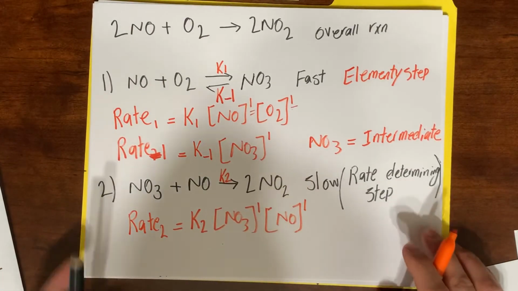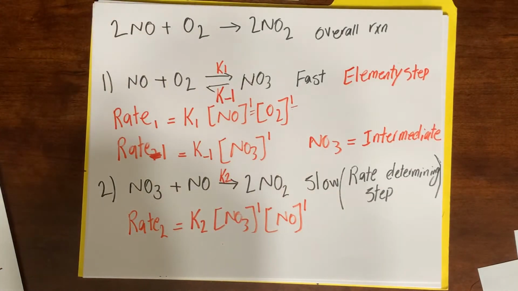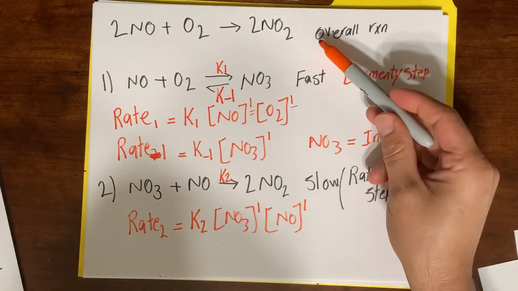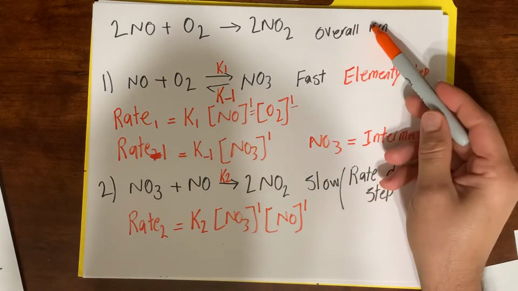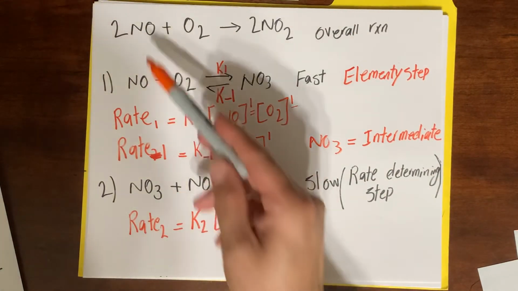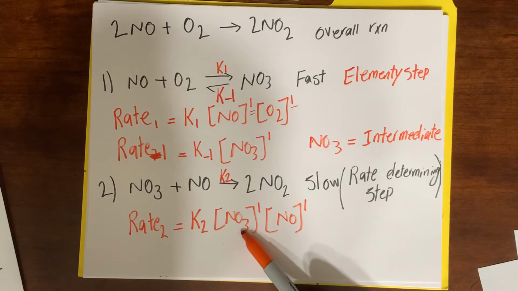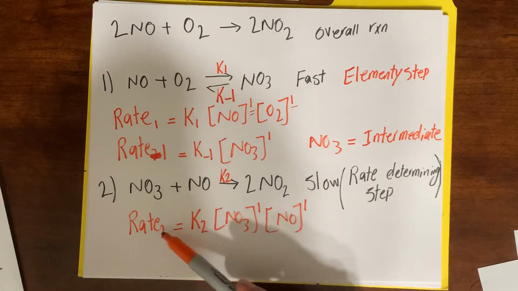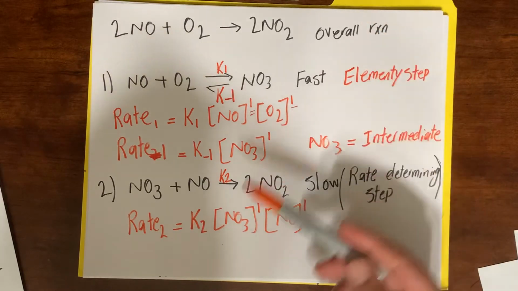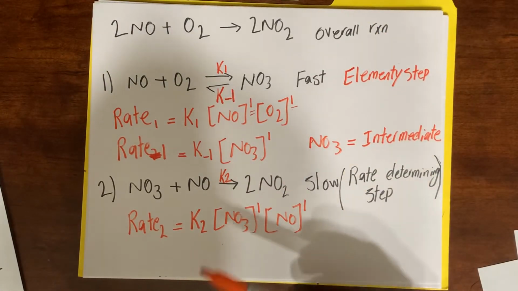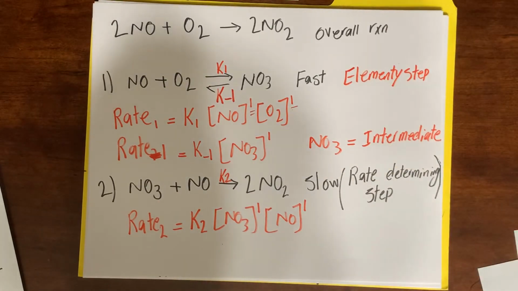Okay. Check this. We said because this is the slowest step, it will determine the rate law of the overall reaction. But see what we have. We have NO. NO is a reactant, but NO3 is intermediate. So how do we want to discuss rate of the overall reaction when we have concentration of reactant? I don't know how much intermediate I have inside the solution.